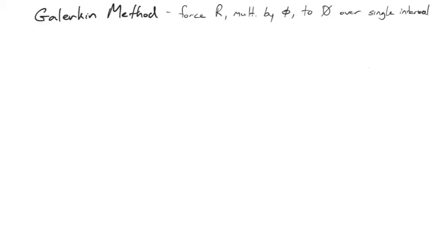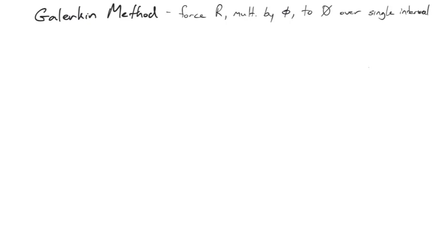So now we're looking at the Galerkin method, and again we're going to force the residual, but in this case the residual equation multiplied times some weighting function, that's what this represents. And we're going to do it over a single interval. So if we have multiple unknown coefficients, we'll have multiple weighting functions, multiple equations, which we'll force to be 0, but it'll all be over the same interval.